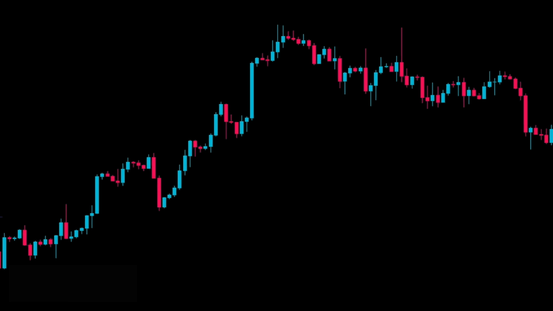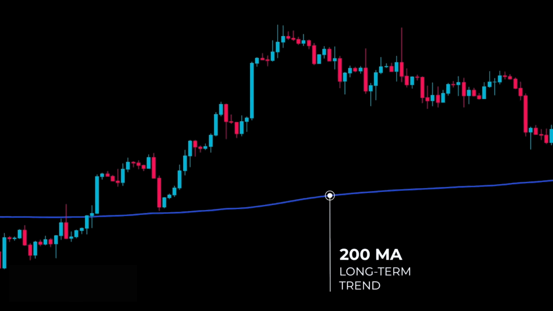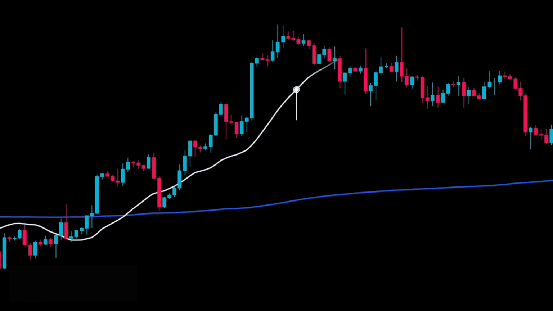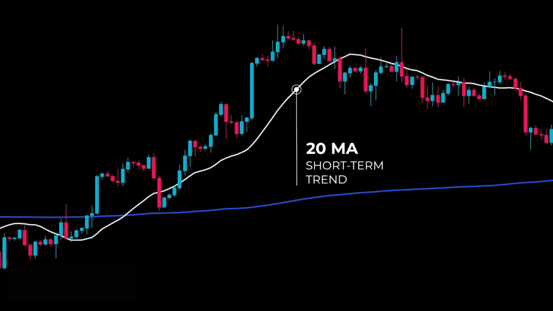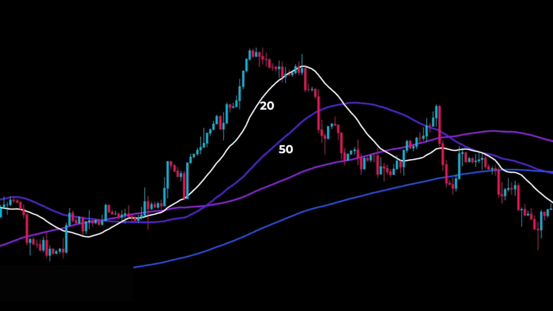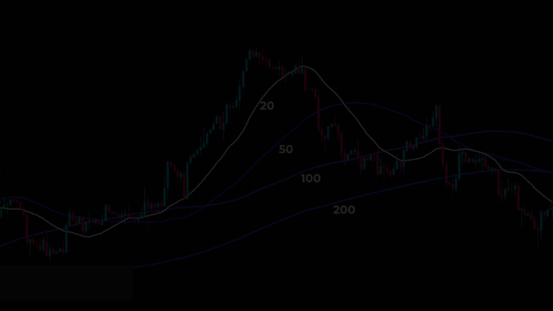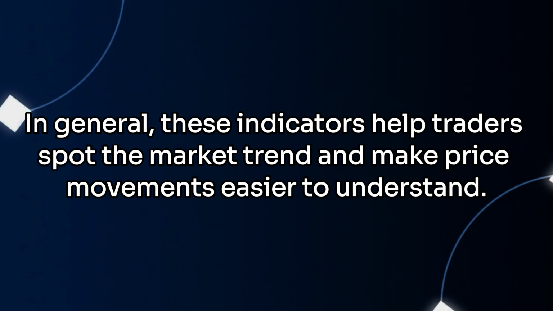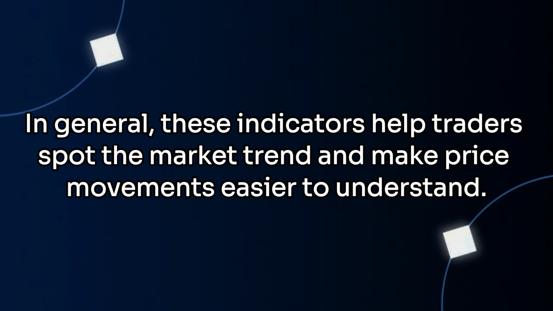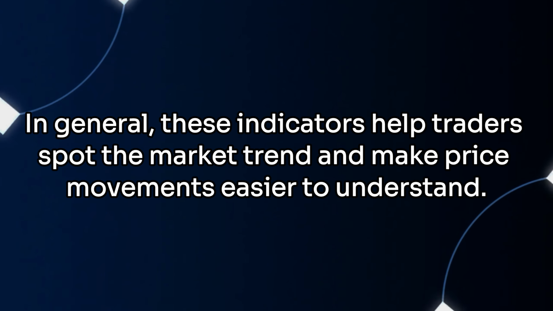Various moving averages cater to different types of trends. For instance, a 200 period average is ideal for spotting long-term market directions, while a 20 period average is best for determining short-term price movements. Settings like 20, 50, 100, and 200 are the most common periods for moving averages. In general, these indicators help traders spot the market trend and make price movements easier to understand.